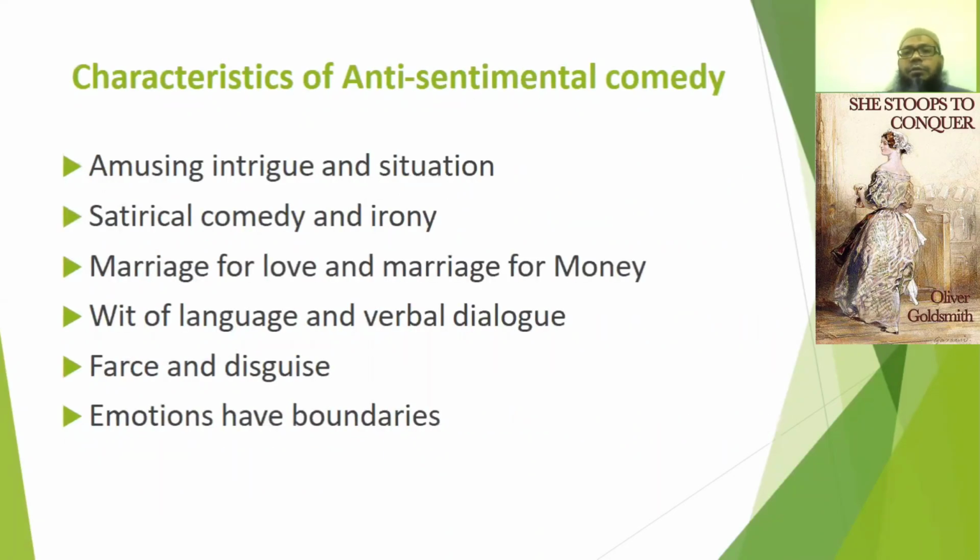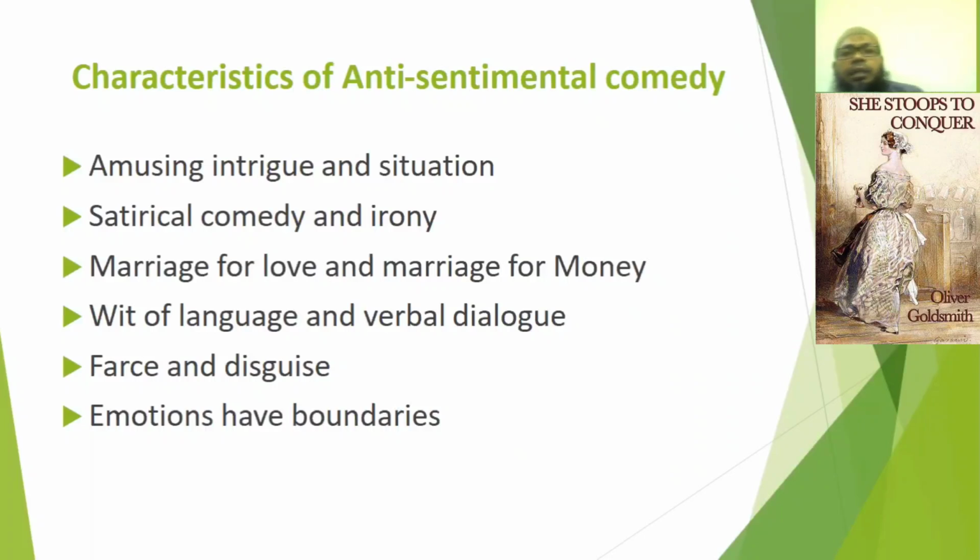Characteristics of anti-sentimental comedy. Let's look into the basic points that should be considered when we are judging an anti-sentimental comedy. There must be amusing intrigue and situation. She Stoops to Conquer has amusing intrigue, definitely. Intrigues are there because in the play we see a character, Tony Lumpkin. Tony Lumpkin is a rustic, uneducated, rural boy, who is considered by his parents an awkward booby.